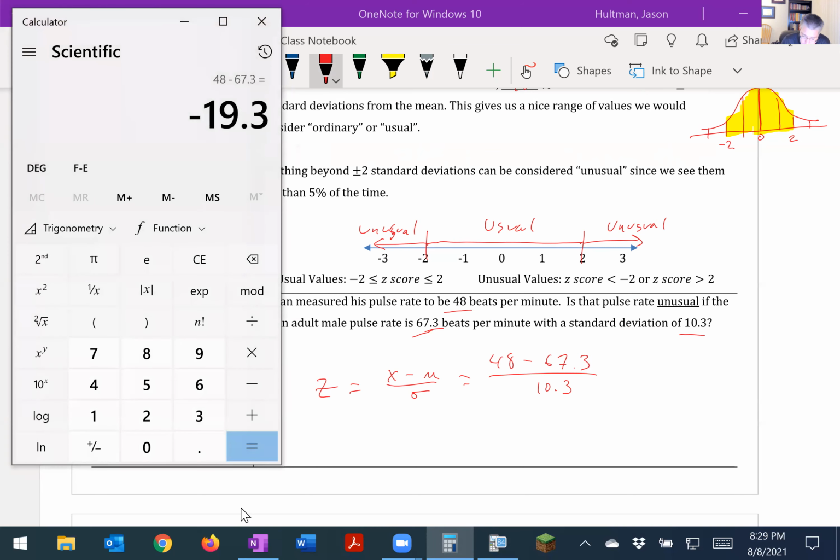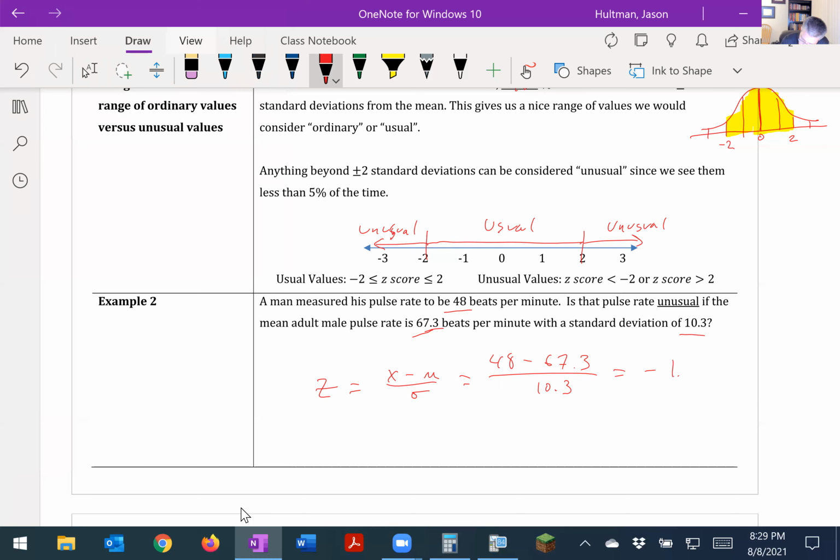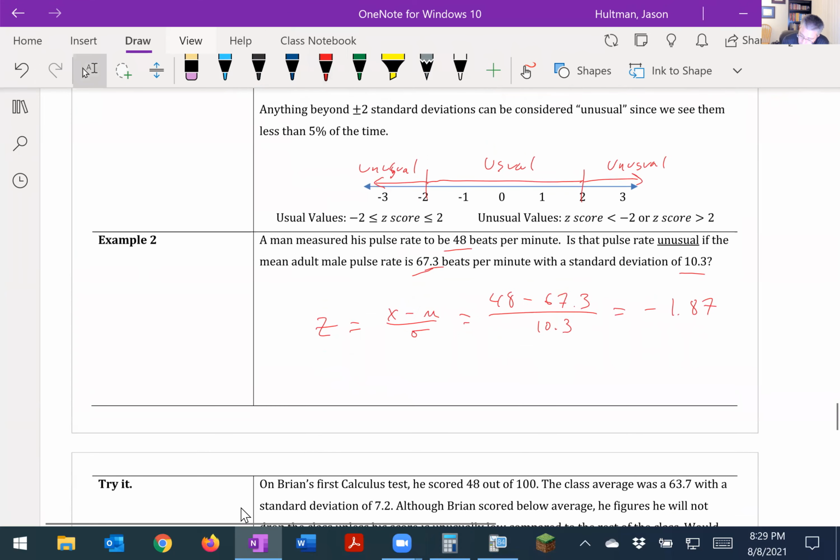Okay, that's negative 19.3. Divide that by 10.3, and I get negative 1.87. Okay, so this is negative 1.87. That's my z-score. That tells me that I'm 1.87 standard deviations below the mean.